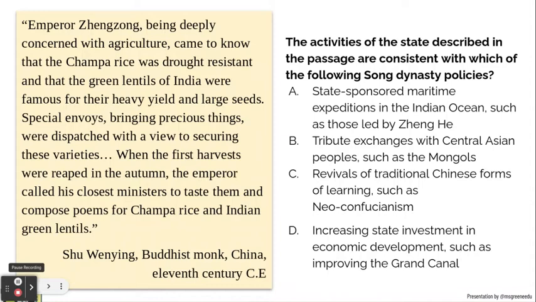Okay, so the activities of the state that I see in the passage is that he's very concerned with agriculture. He is concerned with bringing in products like champa rice, and it also mentions lentils. He sends special envoys. Envoys are like ambassadors or government people going to other places to bring back these agricultural products. And it's clearly very, very important to him. And so what the question is asking is the activities that he's doing are consistent or similar to which of the following Song Dynasty policies?